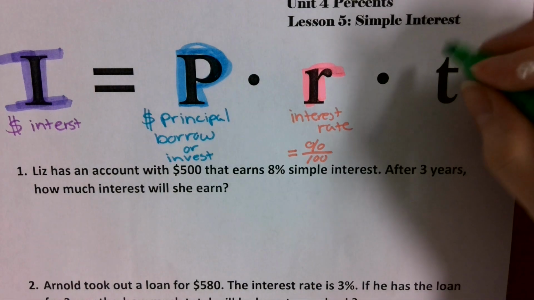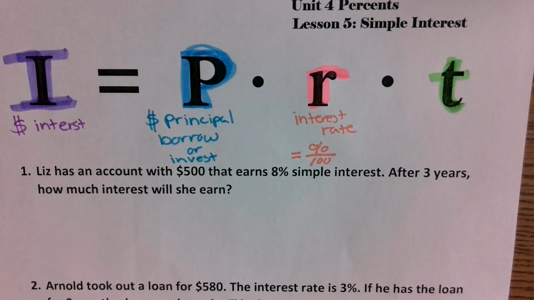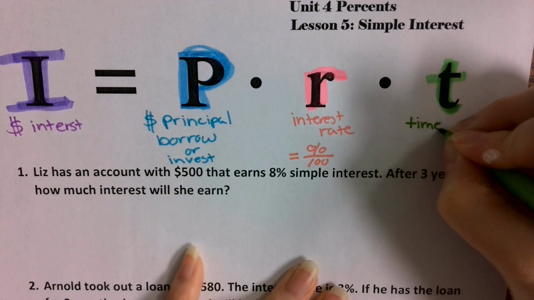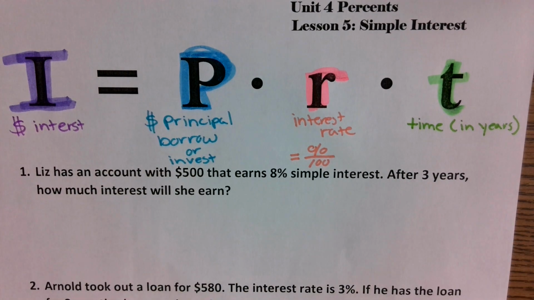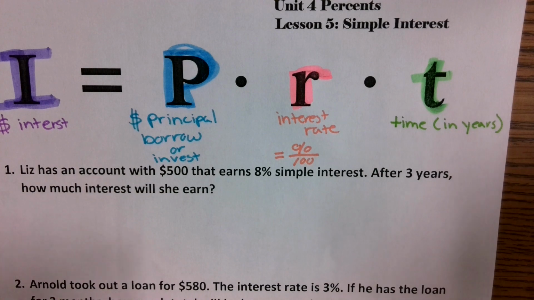And then we've got T. T is going to represent the time. I'm going to put that in green. So T represents the time, and it's really important that you understand it has to be in years. It has to be in years. So when they give you the time frame, okay, you are borrowing this money for 5 years, or you've invested this money for 9 years, time has to be in years. But if I happen to give it to you in months, let's say instead of saying years, I say you're going to borrow this money for 36 months, you have to change it to years then.